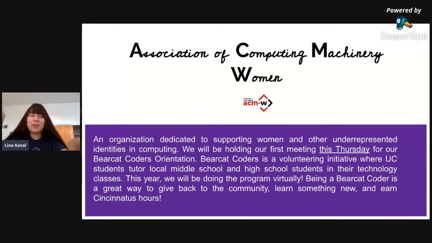So ACMW is the other ACM related computing club on campus, and they are an organization towards women and its allies. If you're interested in their programs, they're doing a woman mentoring thing. They're also doing Bearcat Coders, which is their volunteer program at the high school. Check that out.